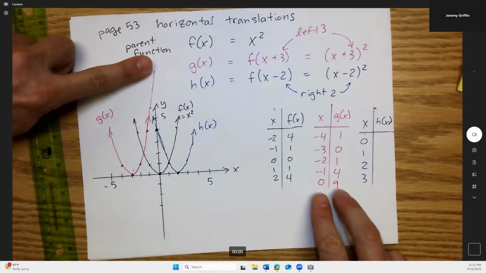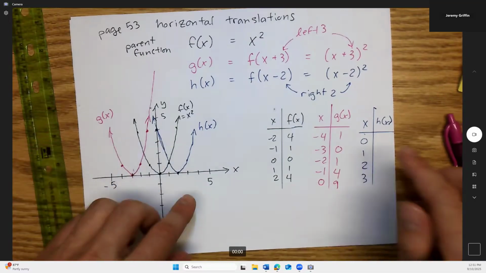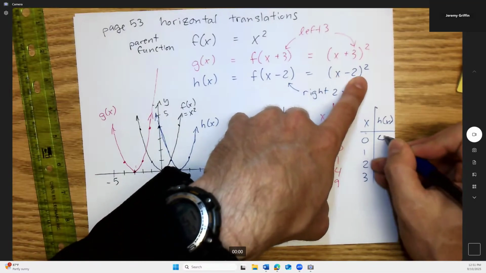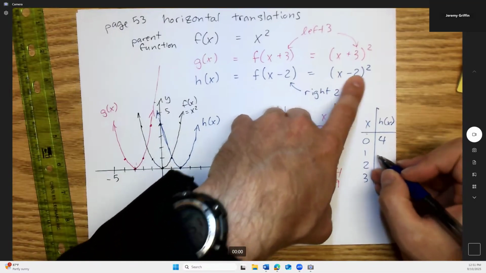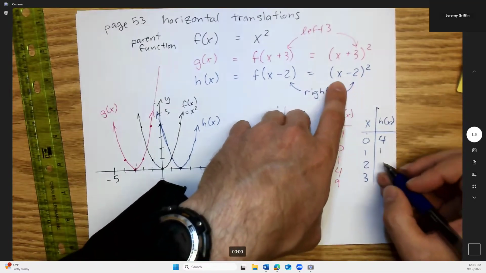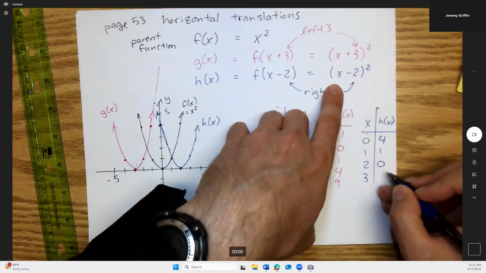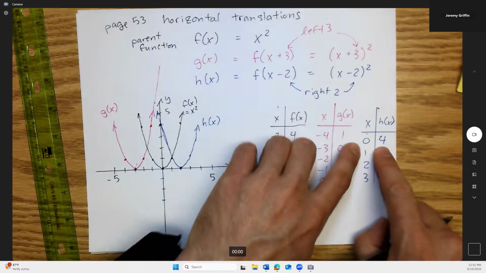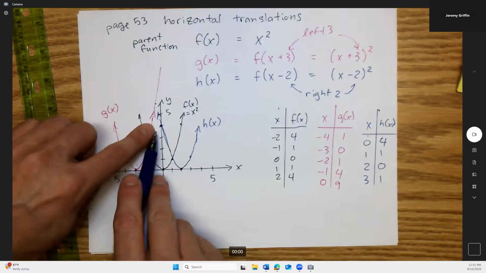All right, how about this blue curve, this h of x? If I do 0 minus 2, that's negative 2 squared, which is 4. 1 minus 2 is negative 1 squared, which is positive 1. 2 minus 2 is 0 squared is 0. 3 minus 2 is 1 squared is 1. So 0, 4. Oh yeah, it's right here.